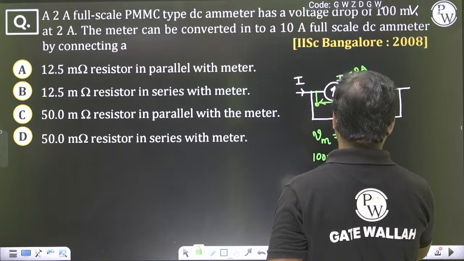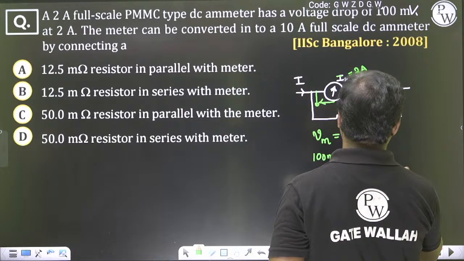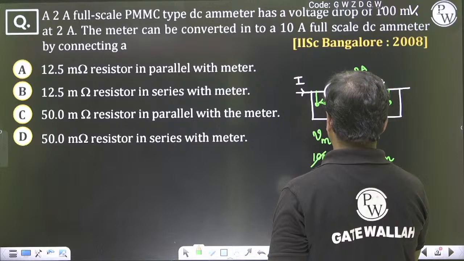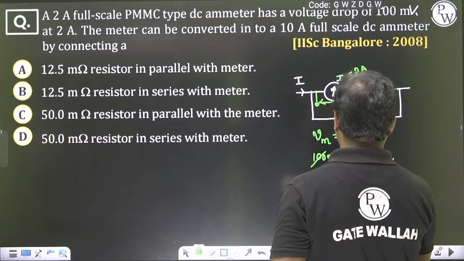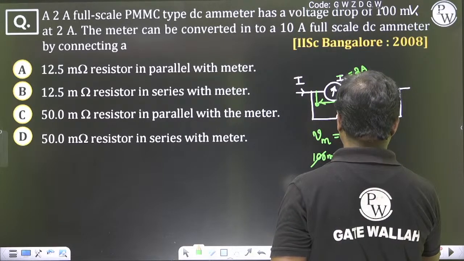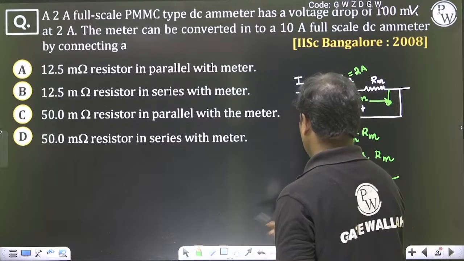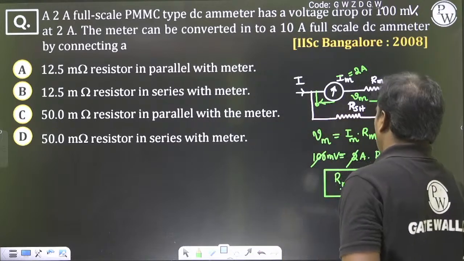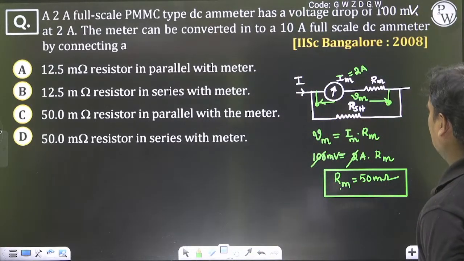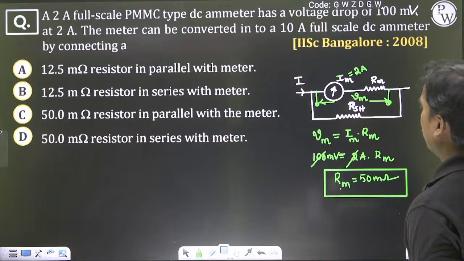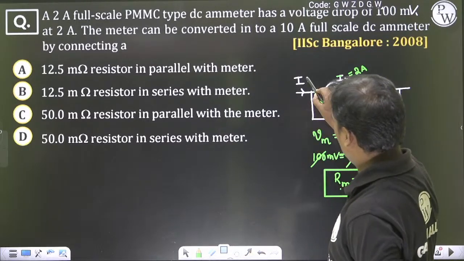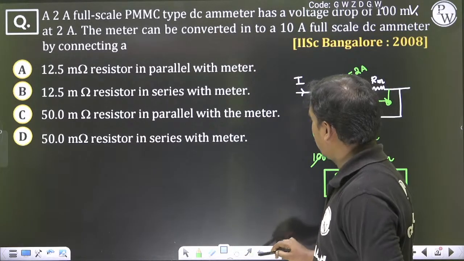So Im is 2 amperes. So Rm is equal to what? 50 milliohms. So we got the Rm as 50 milliohms. The meter can be converted to 10 amperes. So this should be converted to 10 amperes current.